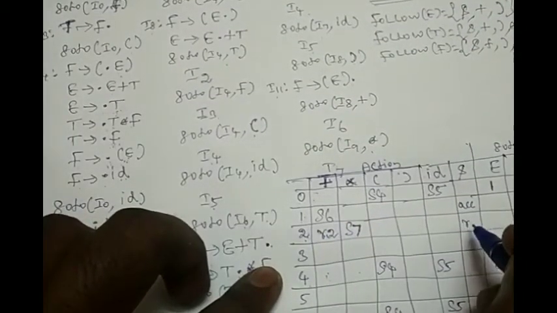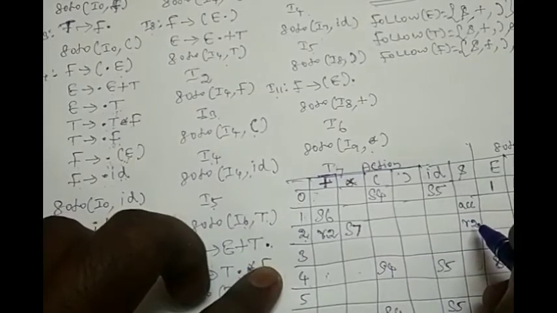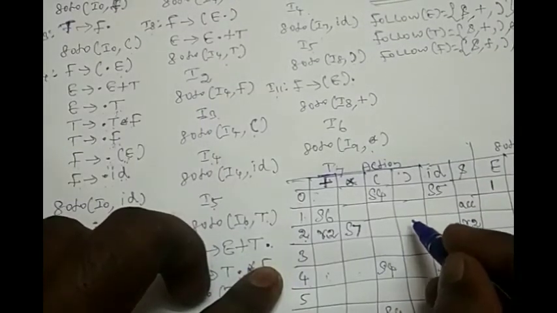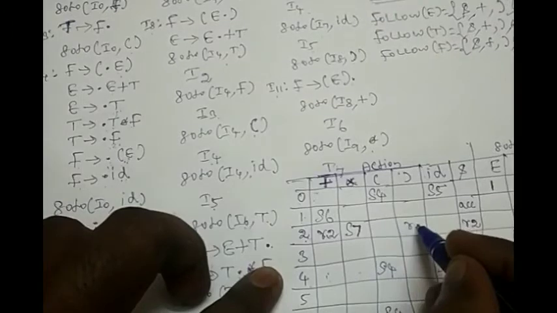In dollar you have to write it as R2, and in close brackets also you have to write it as R2. So it's just about the reduced production here. Okay, now I2 has been done.